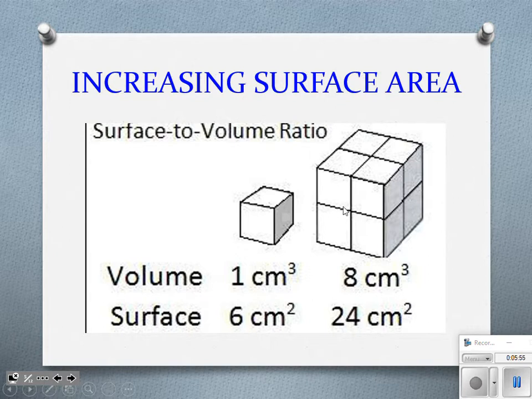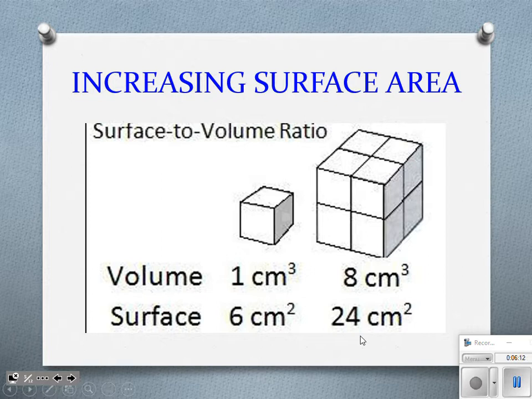Now, the whole idea with this is to look at this ratio. If I divide 6 by 1, I get 6, correct? So my surface to volume ratio is 6. What if I divide 24 by 8?